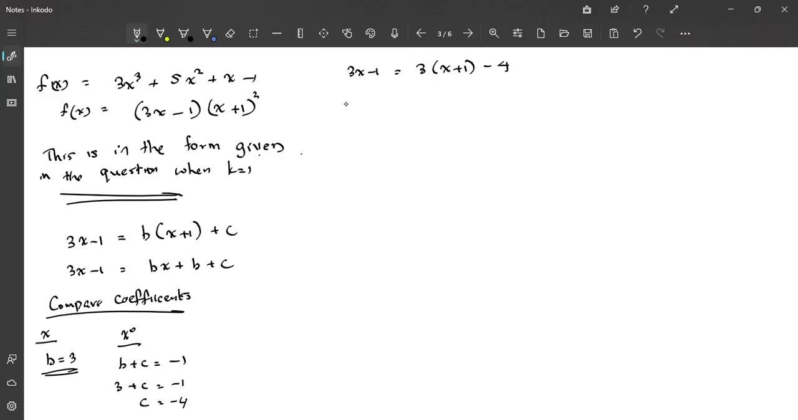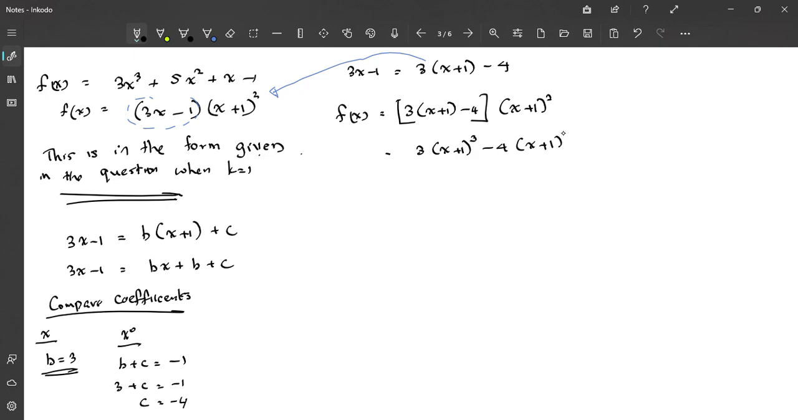Okay. Once this part is done, now in f(x), instead of 3x minus 1 you can put this part into the equation. Wherever you have 3x minus 1, put this with the bracket, definitely put the bracket, times (x plus 1). Why the bracket? Because this part is multiplied by this part. Now you can open the bracket and multiply, and you will get 3 times (x plus 1) to the power 3 minus 4 times (x plus 1) to the power 2 for f(x).